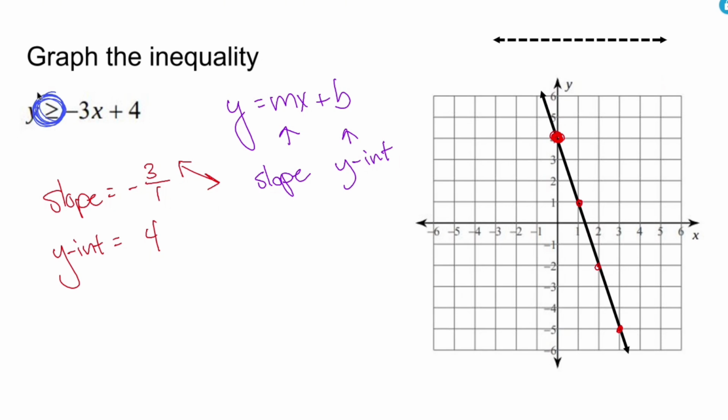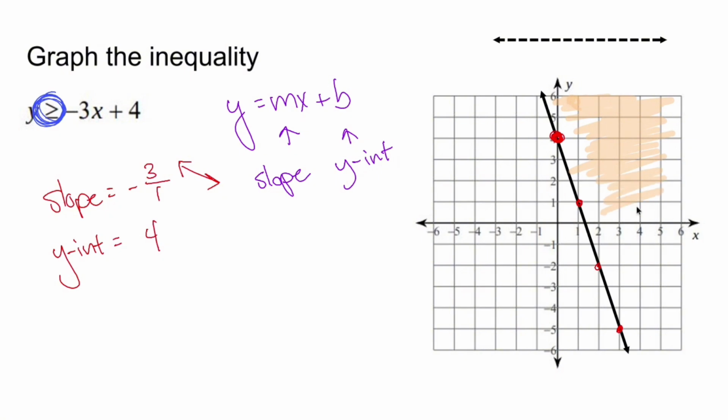The other thing that we have to notice is that y is greater than or equal to, which means I'm going to do some shading. Since this is a greater than or equal to symbol, the shading I'm going to do is everything above the line, which is going to be here. Let me get a larger pen. Oh boy, this is going to take a very long time.